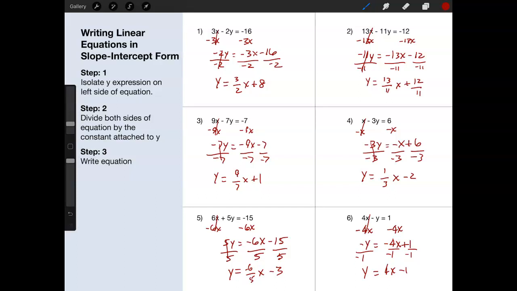So by following these simple steps, isolate the y expression, divide both sides of the equation by the constant attached to y, we can write the equation in slope-intercept form.